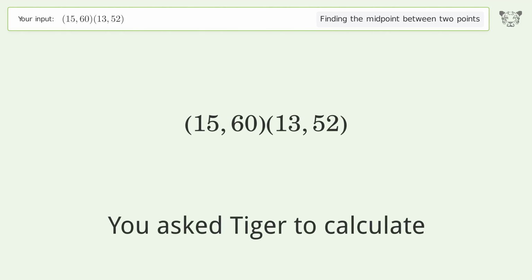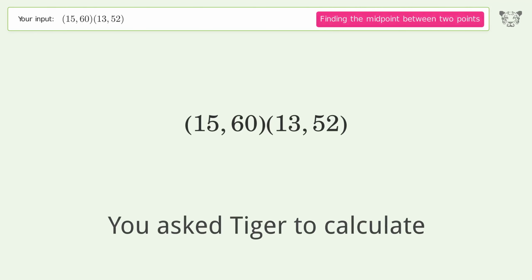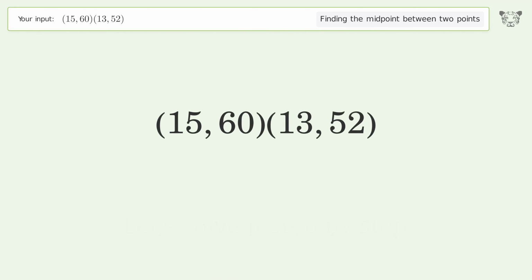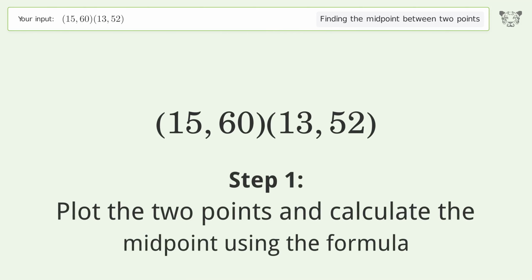You ask Tiger to calculate. This deals with finding the midpoint between 2 points. The midpoint between the 2 points is 14,56. Let's solve it step by step. Plot the 2 points and calculate the midpoint using the formula.